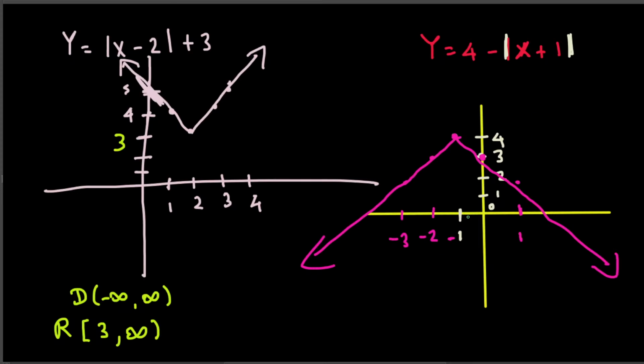Let's look at the domain and range for this one. The domain is negative infinity to positive infinity. So let's write that one, negative infinity to positive infinity. And the range here is lowest to highest. Lowest is negative infinity, and the highest value of the range is 4, and 4 is included, so we put it in a square bracket.